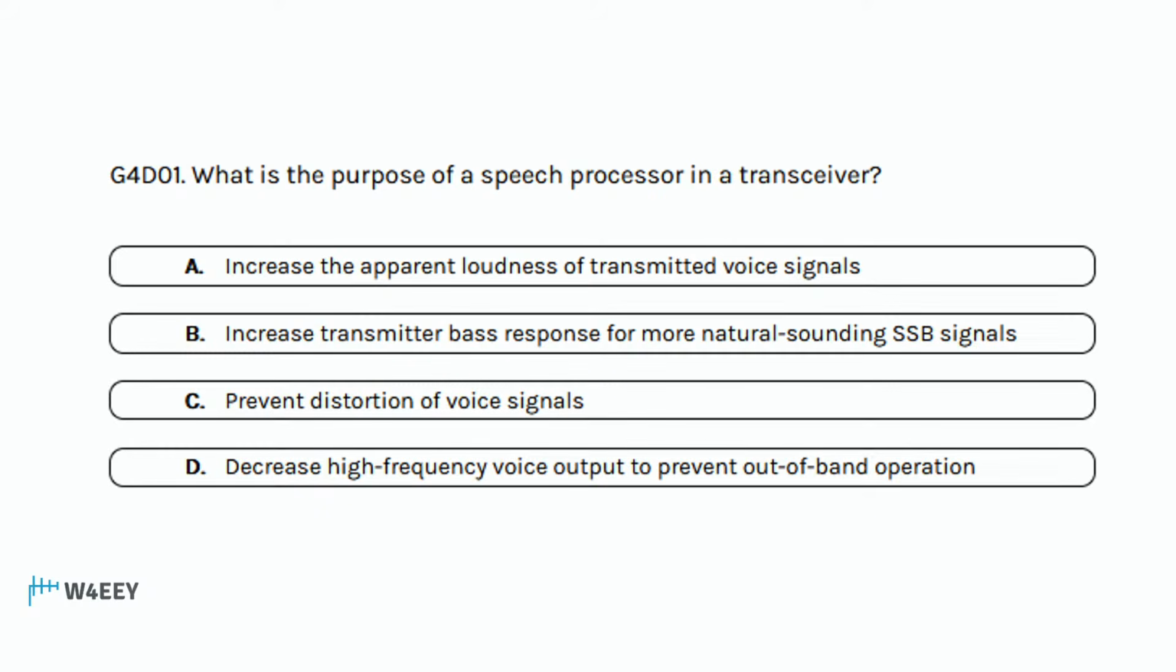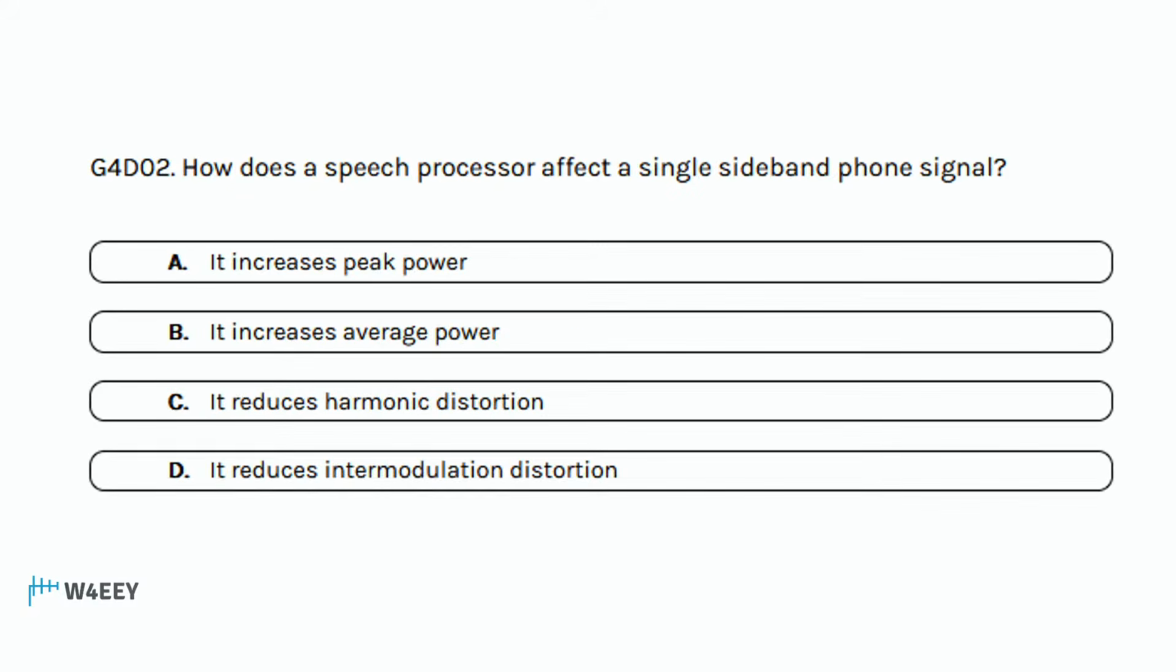Charlie. Alpha. It is alpha. It's to increase the apparent loudness of transmitted voice signals at the receive end by raising the average power output of the transceiver. So you're using compression and maybe equalization. How does a speech processor affect a single sideband phone signal? Bravo. Yeah, it increases the average power. That's just what I said.